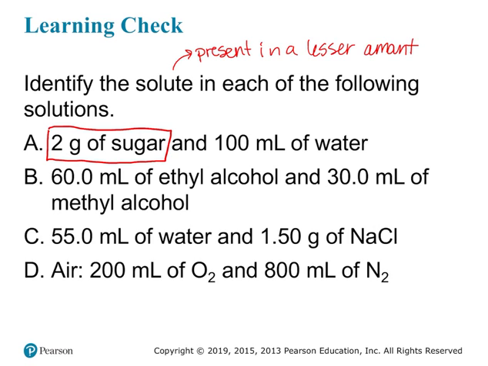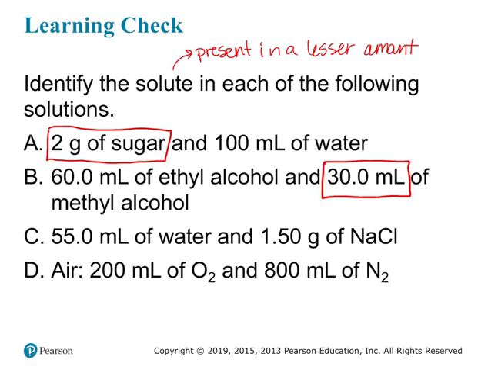Okay, now what if we're mixing 2 liquids together? So in B, we have 60 milliliters of ethyl alcohol and 30 milliliters of methyl alcohol. So which one would be the solute? The 30 milliliters of methyl alcohol, because that is the smaller amount.